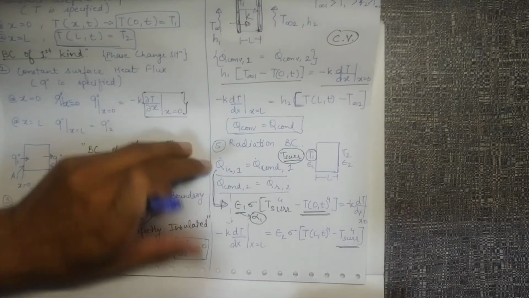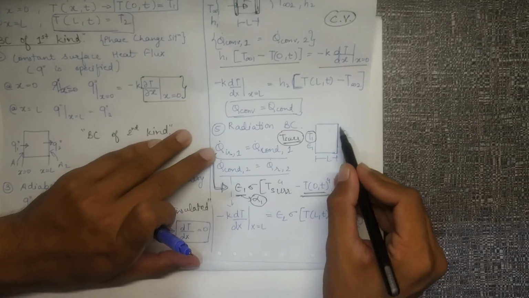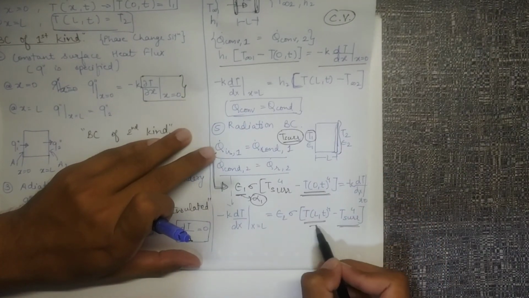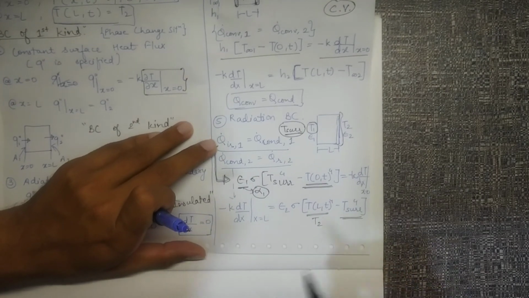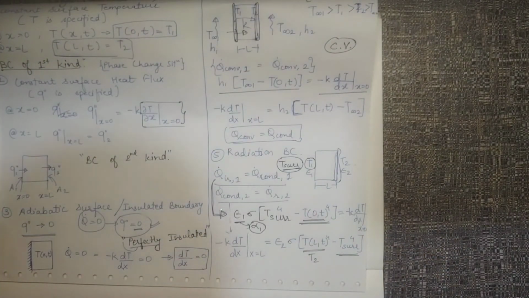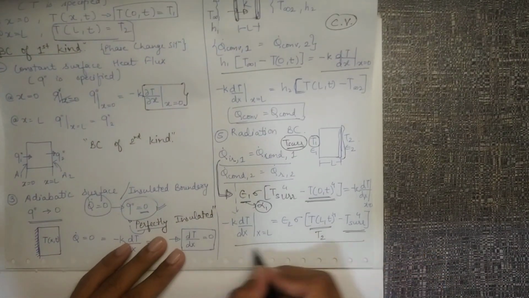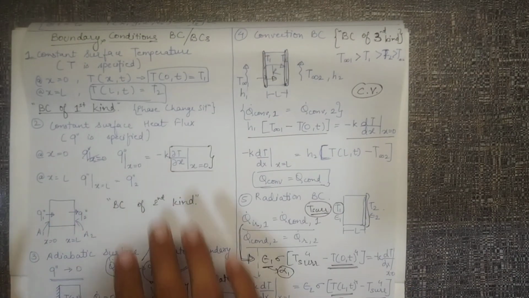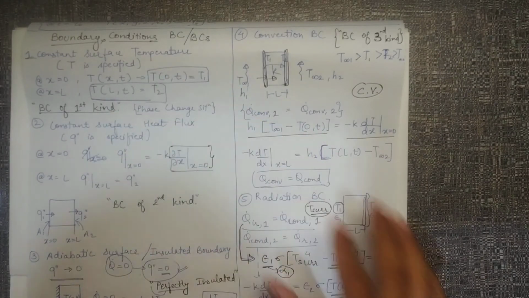Over here also, the second surface will emit with regard to temperature T2, but it is also receiving from the surroundings, so we need to subtract that received part. Okay, so that's all we have. These are the 5 boundary conditions I have explained with all the details and the mathematical part of it.